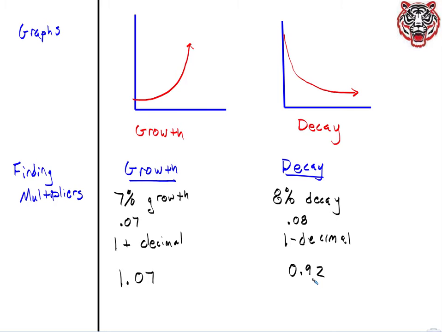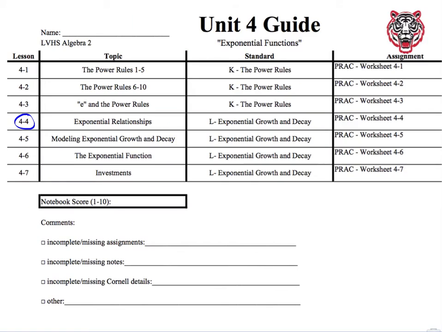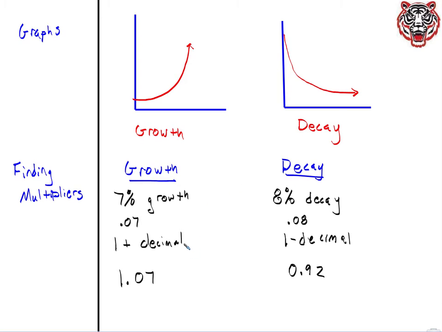Perfect, and that's a multiplier that you will need for our equation building, which happens, when does that happen? Tomorrow. Today is just finding the growth rate, or the multiplier, sorry. So 1.07 is the multiplier for growth, 0.92 is the multiplier for decay. And that is all I have. Go ahead and write your summaries.